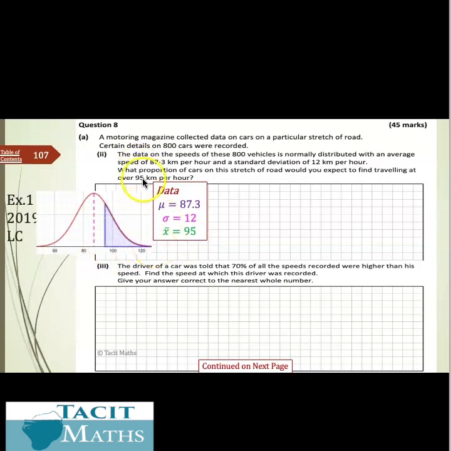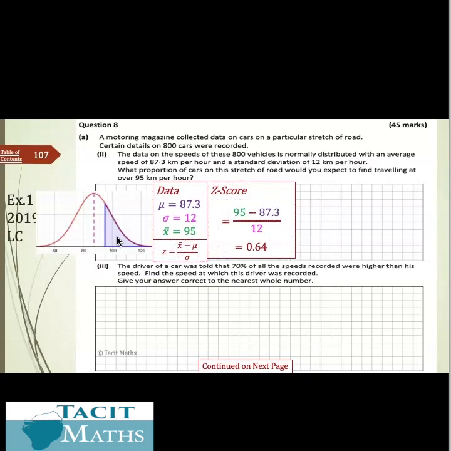And we want to know what proportion of the cars would you expect traveling over 95 kilometers an hour. So it's this proportion. This gives us an idea of what our answer should be. It should be a number less than 50%. So now we get our z-score. There's our z-score formula, and our z-score is 0.64.